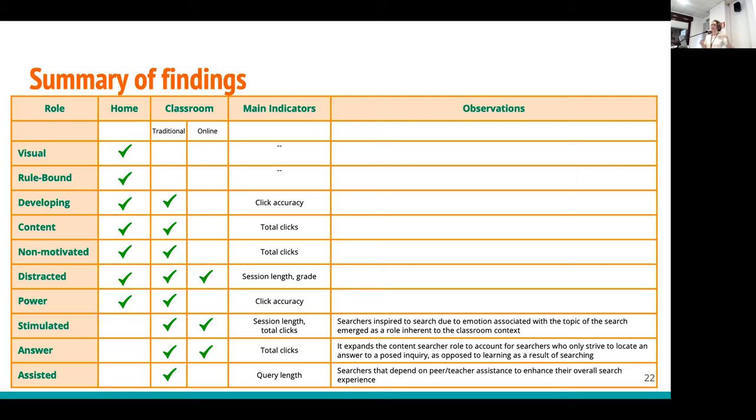And I'll go back because I was a bit messy when presenting those. So we have the simulated one, they were the one we observed in study number two, where the emotionally charged task made them really go deeper into the search. We have the answer ones that are a mixture between the power and the content. So children that are motivated by the extrinsic motivation of having a good grade.